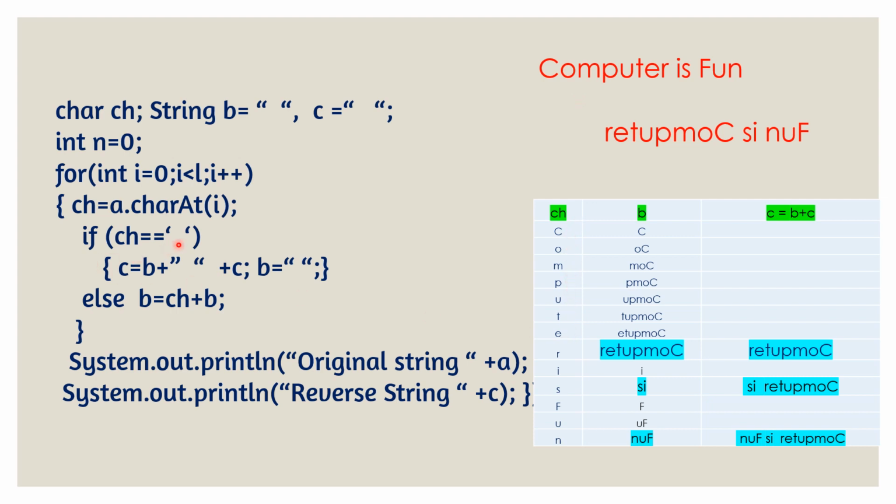If ch is equal to space, we will discuss that later. First of all, we can discuss the else part. If ch is not equal to space, what will happen? Then all the characters are added to the variable b.